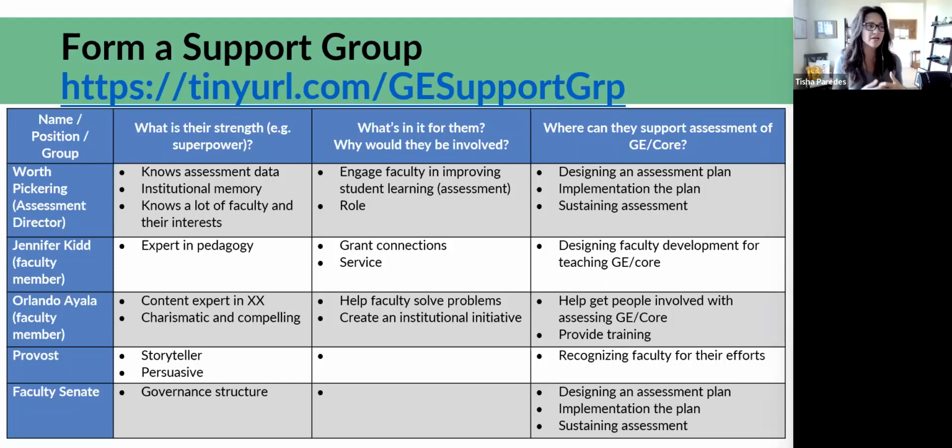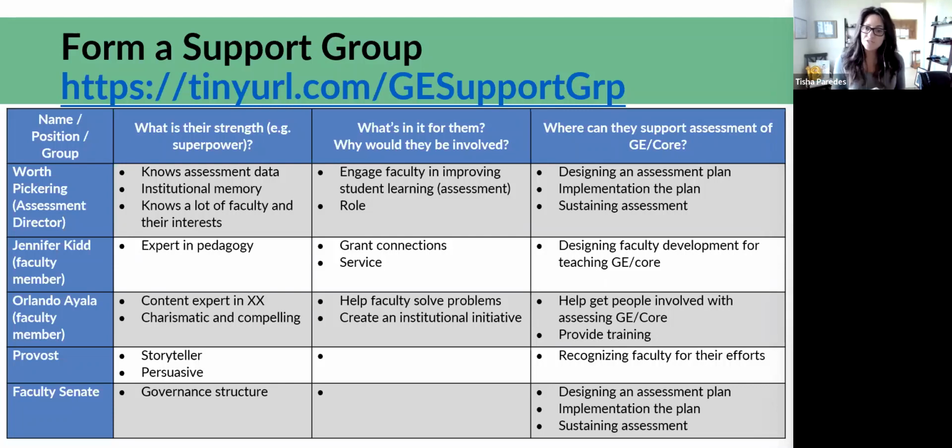So you have the assessment director. What is their superpower? Why would they be involved in gen ed assessment? Where can they support it? Let's move on to the middle, the 2 faculty members. One's an expert in pedagogy. One just really likes to help the institution. He's charismatic. What's their role? And Carla talked about these 2 chairs that did not get extra compensation, but moved this process forward. We all have them on our institution. Put them on your list. As you start to think about how to move your assessment of gen ed forward, these are the people that are going to be key.